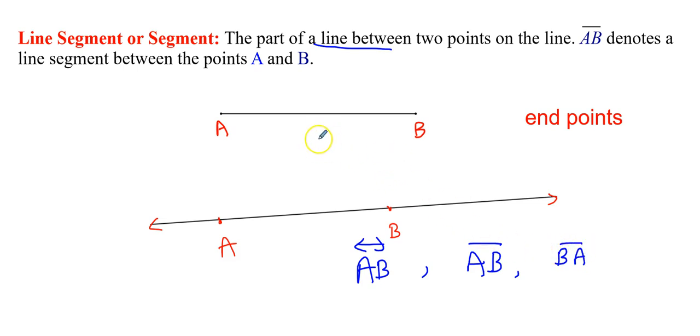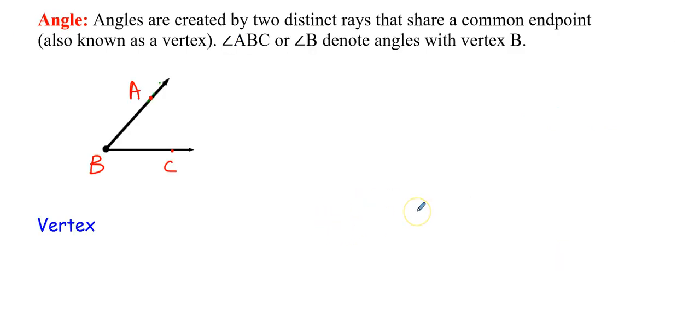The line AB or line segment BA, it is same. Now the next, we have an angle. Angles are created by two distinct rays that share a common endpoint, also known as a vertex. Angle ABC or angle B denote angles with vertex B.